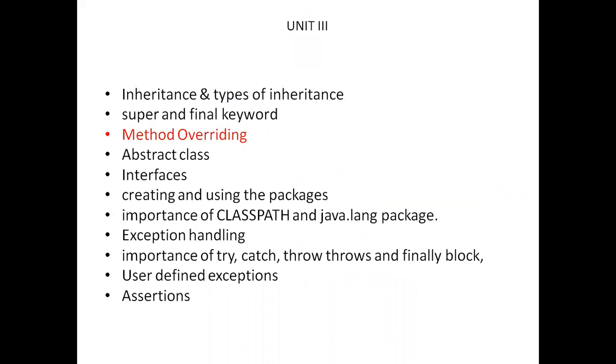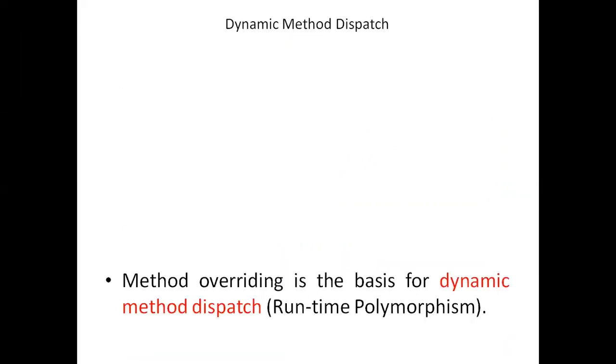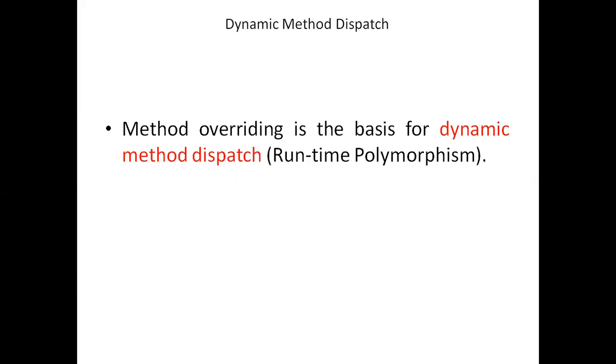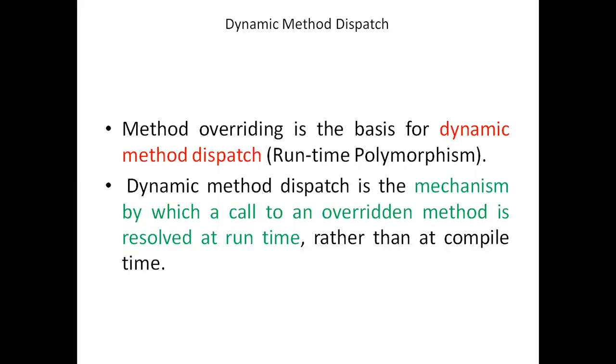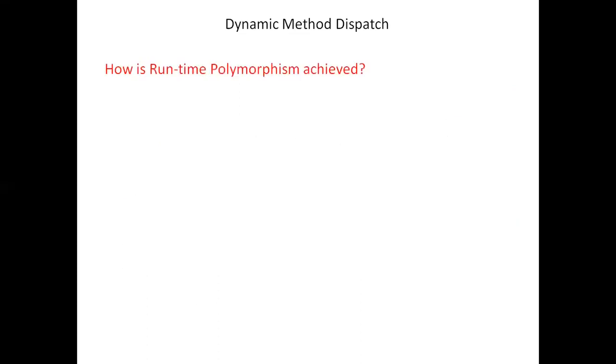So, in the last class, we started discussing method overriding. In this class, let us look at what is runtime polymorphism and what is dynamic method dispatch. Method overriding is the basis for dynamic method dispatch or runtime polymorphism. Dynamic method dispatch is the mechanism by which a call to an overridden method is resolved at runtime rather than at compile time. What does this mean?